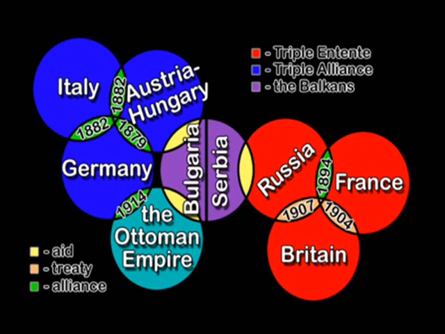Now let's look at the letter A. It stands for alliances. And during this time in Europe, countries began to align themselves with one another. The first alliance was known as the Triple Alliance, and it was made up of Germany, Italy, and Austria-Hungary. The second was the Triple Entente, which was made up of Russia, France, and Britain.